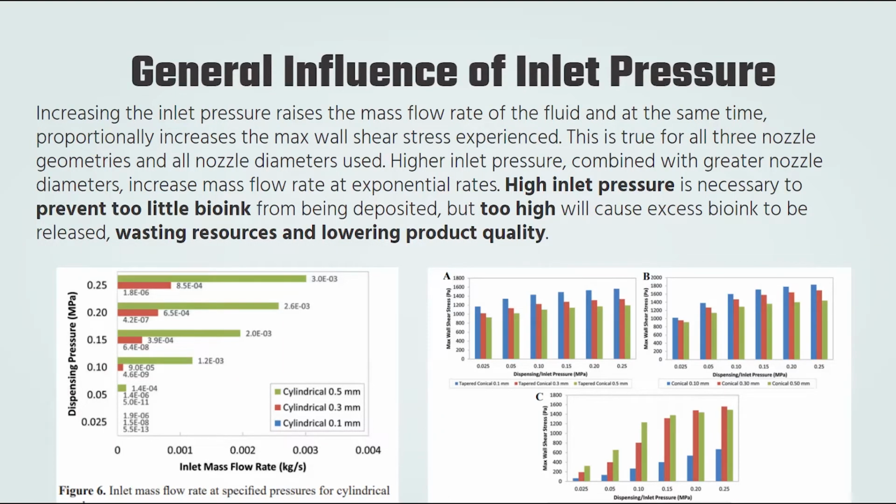As we see in the right figure, increased inlet pressure comes with a higher maximum wall shear stress. Higher inlet pressure combined with greater nozzle diameters increases mass flow rate at an exponential rate. If you can see in figure 6, when we use a higher diameter of the nozzle, the same increase in dispensing pressure results in a greater increase in mass flow rate.